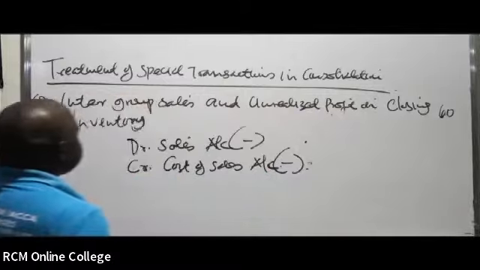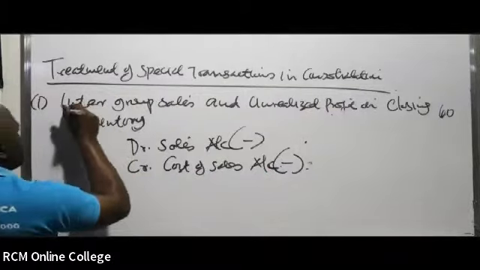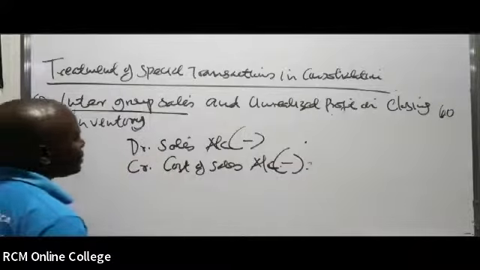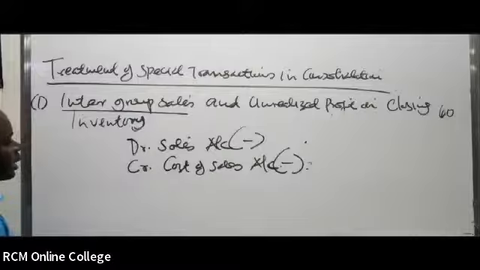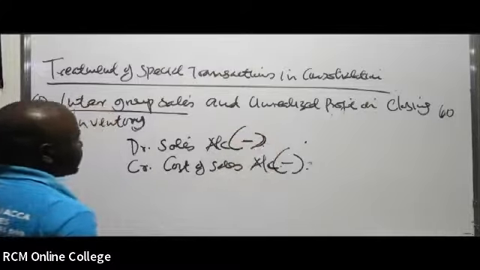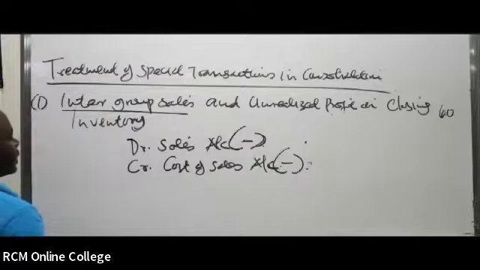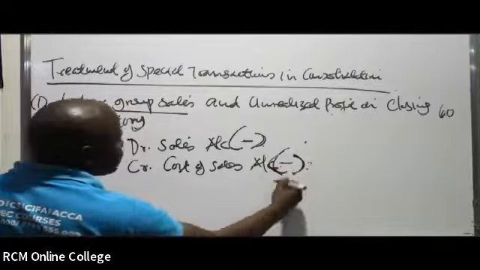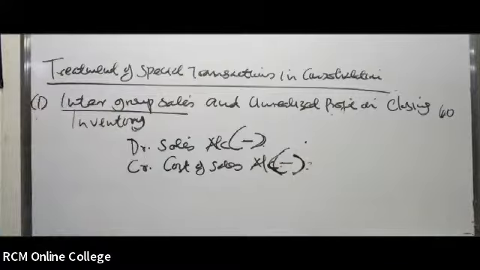So now you have seen the first part, which is an intergroup sale. You eliminate it by debiting the sales account and crediting the cost of sales account. Put in bracket minus, as this will help you to remember. You eliminate by deducting from the sales, and you eliminate by deducting from the cost of sales. You can put it in brackets like that, so it will help you to remember very fast.